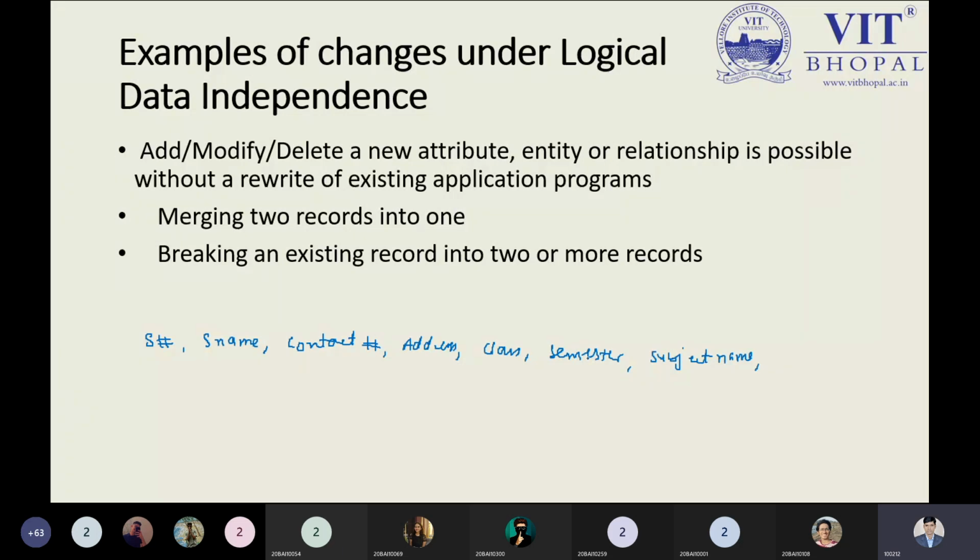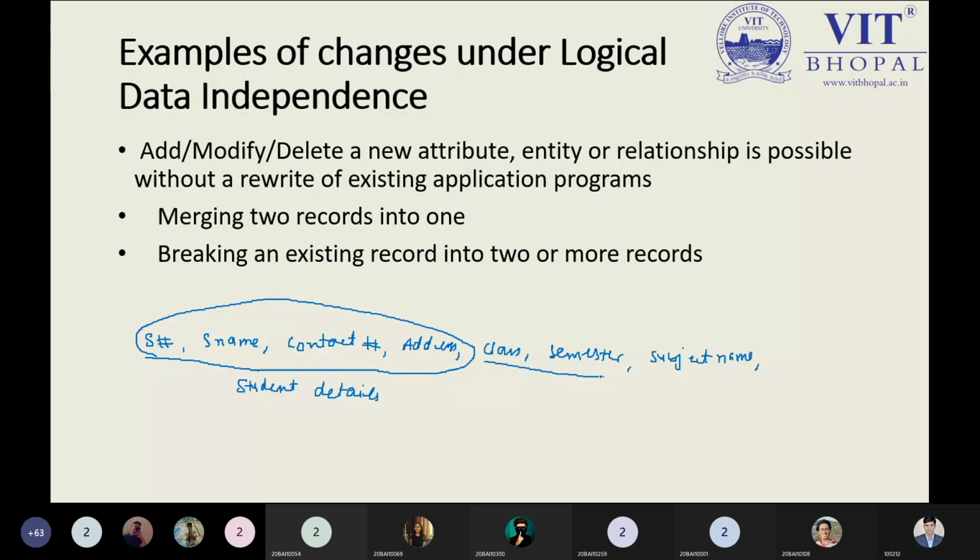Suppose I am dividing this entire student record into two parts. If it's possible, then I can keep one information this way. So this is known as the student details. Suppose I'm giving, and with the help of this part, I can say students record. Suppose these are the two tables I'm using.